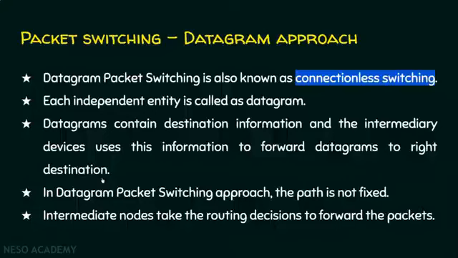So in this case, each datagram will take different routes. It means the path is not fixed here. Unlike circuit switching, the path is not fixed in the datagram approach. Who takes this routing decision or forwarding decision? It is the responsibility of the intermediary nodes to take the routing decision or forwarding decision to forward the packets to the right destination. We will see an example. It will be very easy for you to understand now.